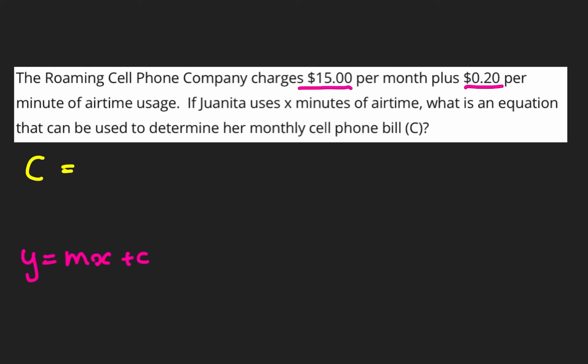So let's see what the rate is. $0.2 per minute of airtime usage. So that means it's going to be 0.2x. And then it says her initial amount or charge is $15. So that's 0.2x plus 15. So this would be the formula base. And with this, you could find out the total monthly cell phone bill by inputting values for x.